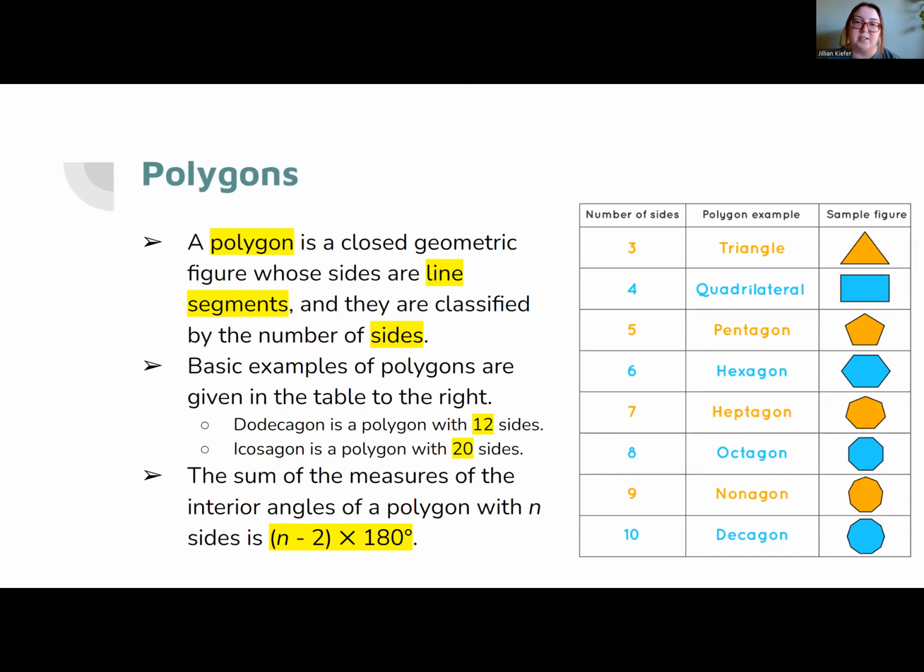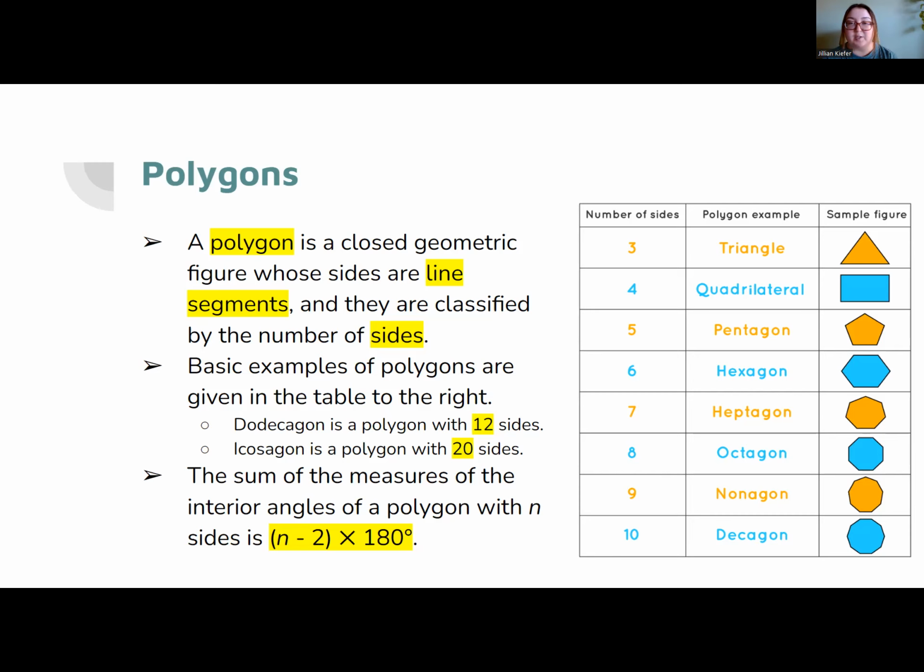So starting with polygons, a polygon is a closed geometric figure whose sides are line segments, and they're classified by the number of sides. So remember we said that closed meant that you could draw the entire thing without lifting your pen or pencil off the paper. So kind of a continuous type of shape here. And the sides are made of just line segments. They're classified by the number of sides they have.